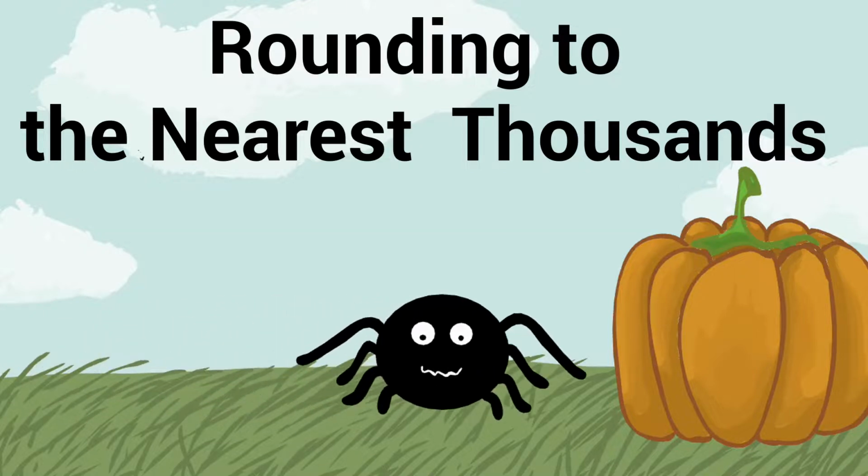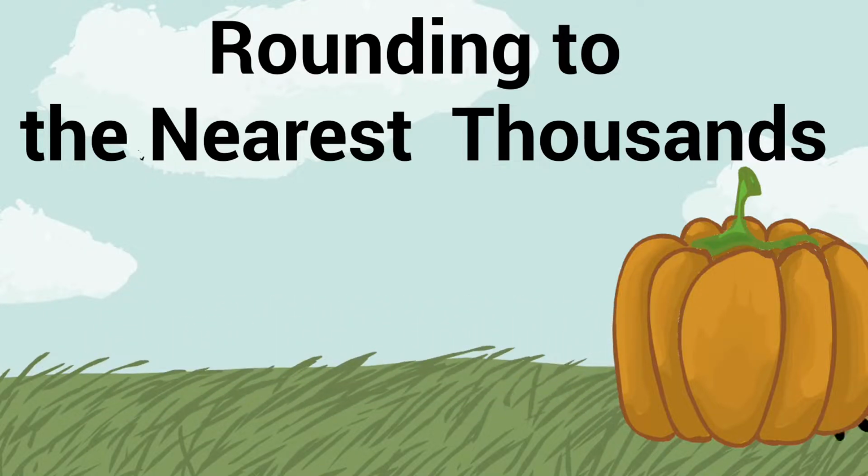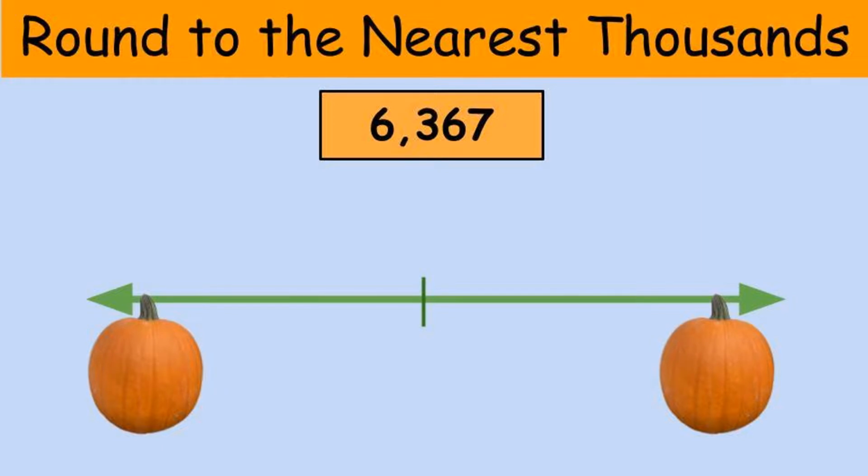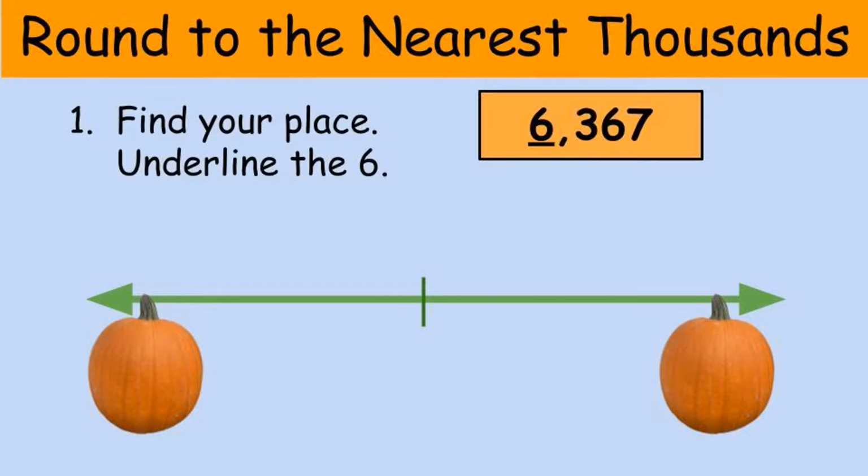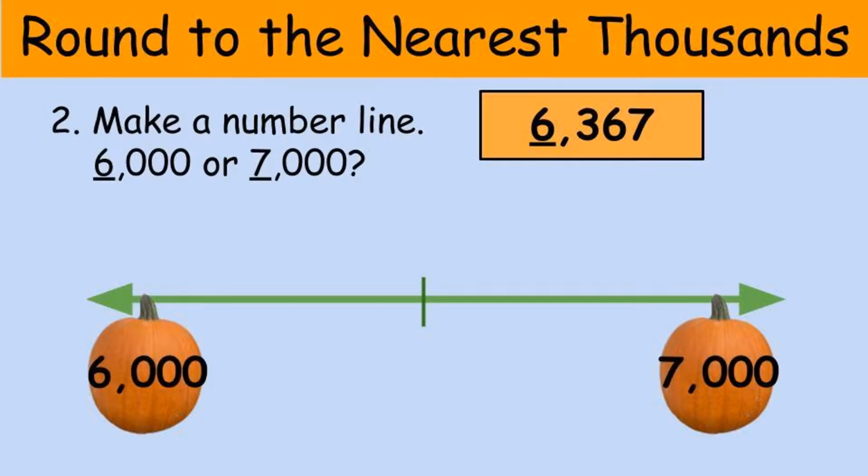Finally, we're going to round to the nearest thousands place. Let's round 6,367 to the nearest thousands place. First, find your place. Underline the 6 because it's in the thousands place. Next, I'm going to make a number line. I can keep the 6 in the thousands place to make 6,000, or I can add one more 1,000 to 6 and get 7, making it 7,000.